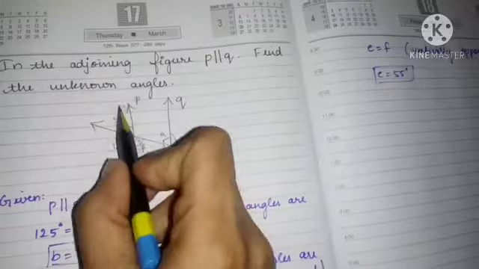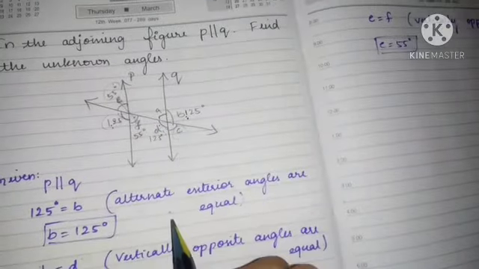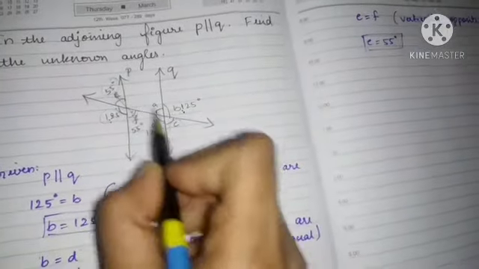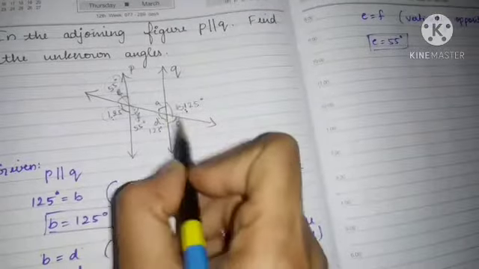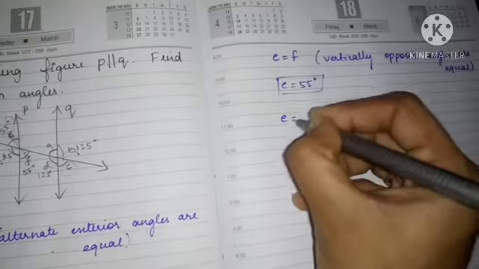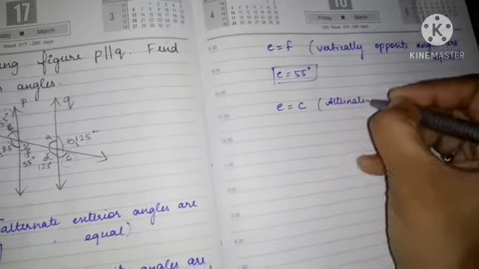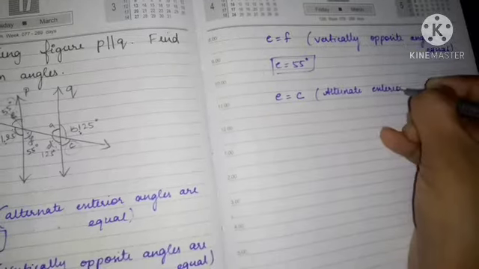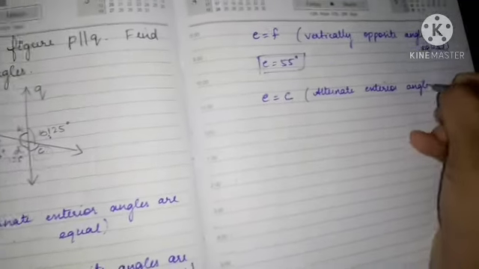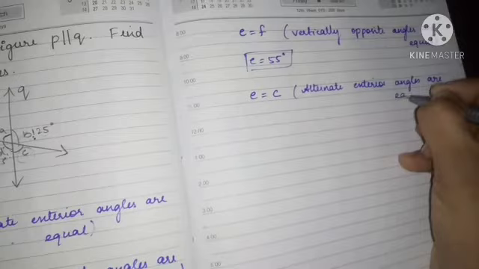If this E is 55, C is also 55, correct? Because these two are alternate exterior angles. Alternate exterior angles are equal, right? So we can say that E is equal to C because alternate exterior angles are equal.